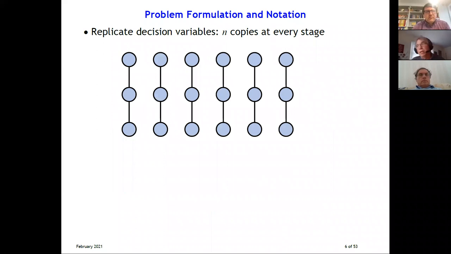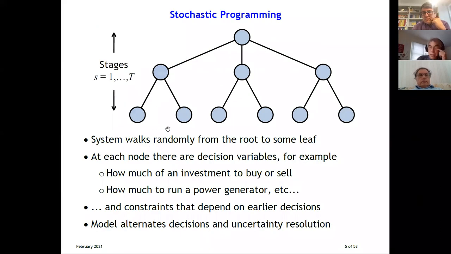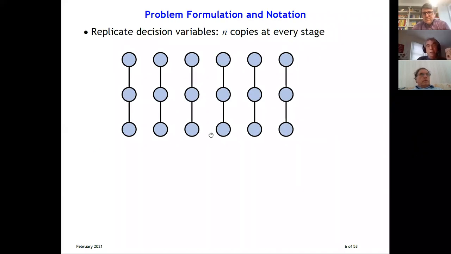Now this is the problem formula. This is the version of the problem formulation that Rockafellar and Wets came up with, perhaps not exactly the same notation. So the way we're going to deal with this, both in ADMM and the newer algorithm I'm going to show you, is that we replicate the decision variables. If N is the number of last stage scenarios, so the number of leaves, I just make N copies of the variables at every stage.